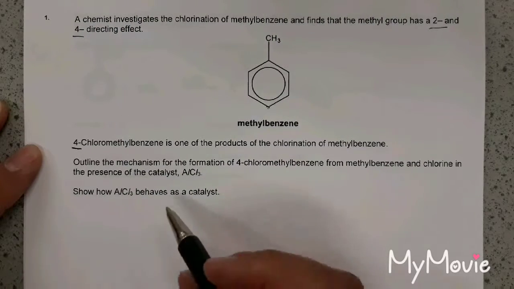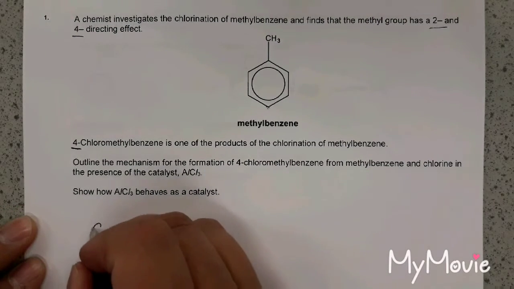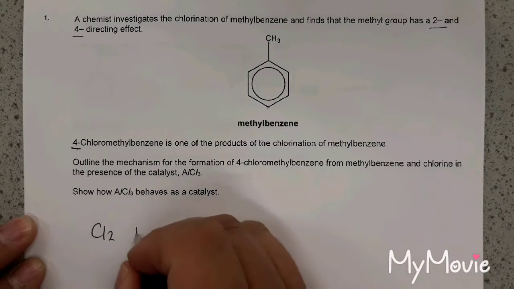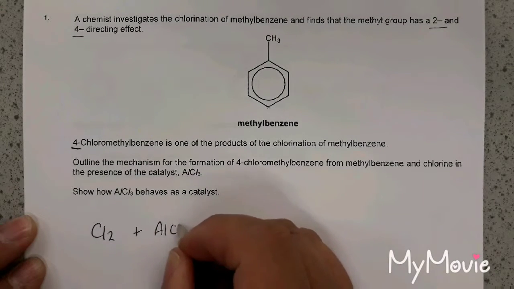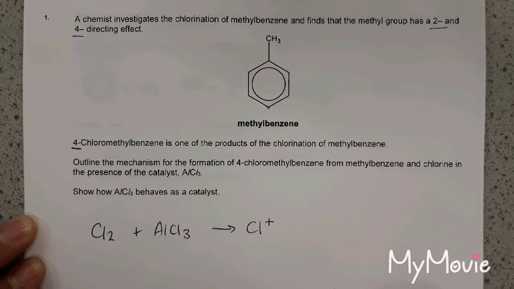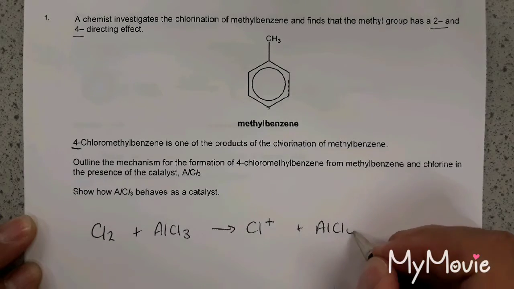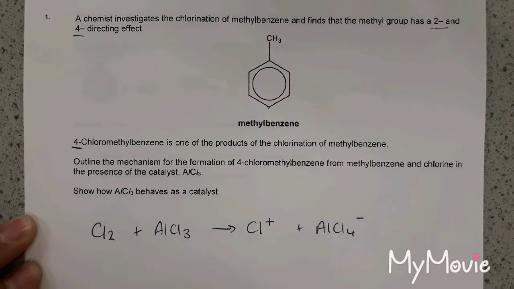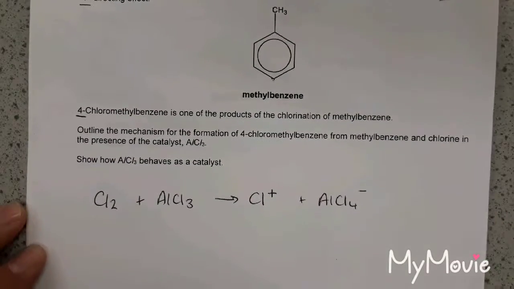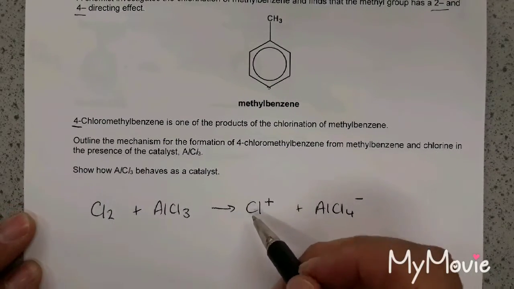Okay, so let's show the formation first of all of the chloronium ion. What happens here is our chlorine molecule, Cl2, will have to react with our catalyst, AlCl3. That produces your positively charged ion, the Cl+, and an AlCl4 minus. Do not forget your charges, otherwise you're going to lose marks. So this is my electrophile. This is what's going to be doing the business in the mechanism.